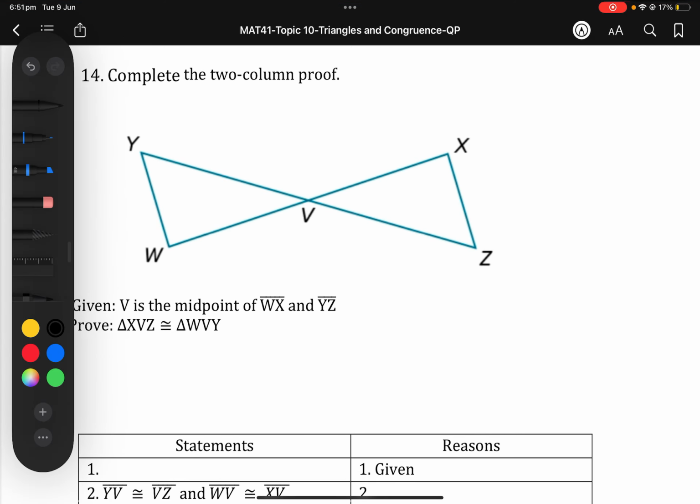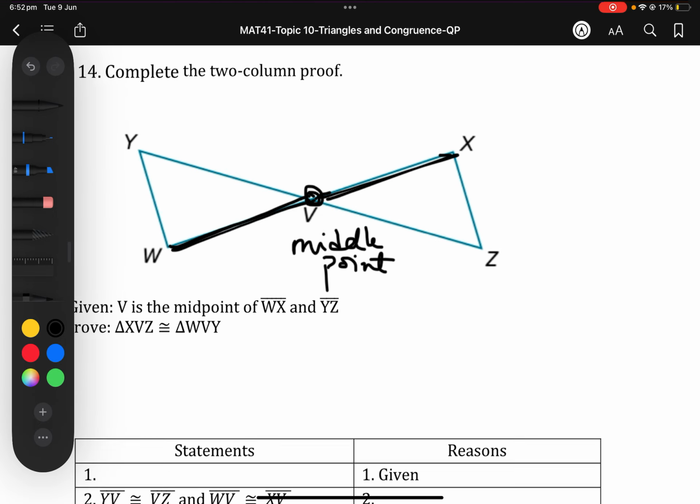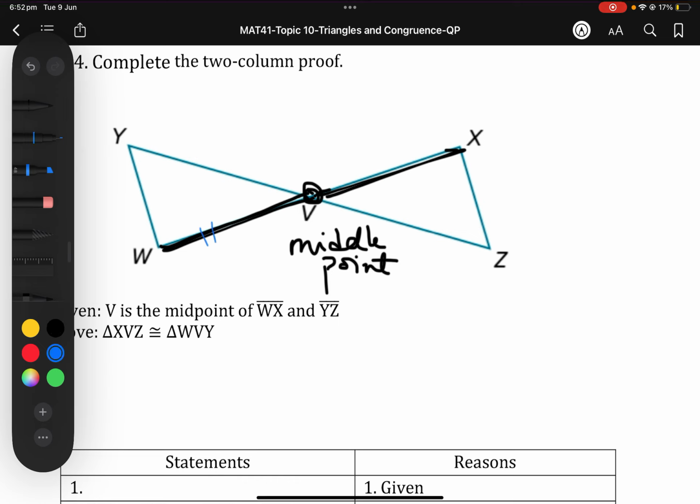Now the proof is that V is the midpoint. Okay, they are saying V is the midpoint of WX and YZ. So that means the midpoint divides the lines WX and YZ into exactly the same lengths. Why? Because they are divided by a midpoint. So the midpoint will be exactly in the middle. Where will the midpoint be? It will be exactly in the middle. So here, if I say this side is equal to this side, is what I get. Okay, fine. And I have to prove that.